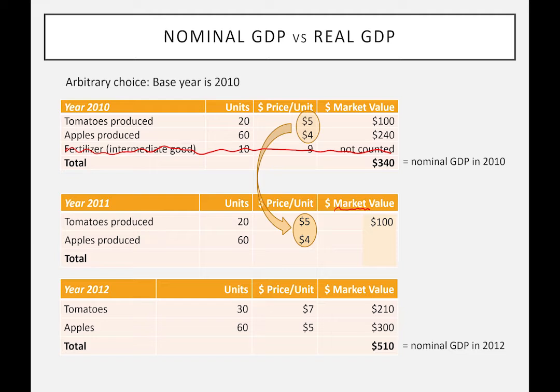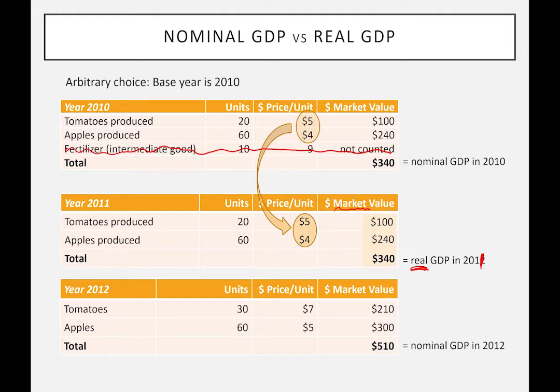So I'm going to have 20 times 5 is 100. This is going to be 60 times 4 is 240. And now, you'll notice, this is called a real GDP. Because, in effect, what I've done here is I've used the prices from 2010 to calculate gross domestic product in 2011. That should be 11 here, not 2012.